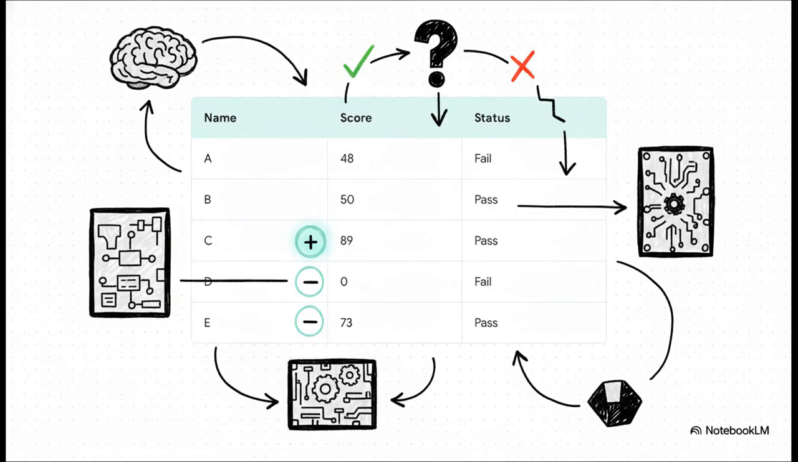And boom, here's the result. Just by applying that one simple rule to each student, the algorithm can perfectly fill out the entire column. Look at student A with a 48. Is that greater than or equal to 50? The answer is false. So they fail. What about student B with exactly 50? Well, the answer is true. So they pass. It's so simple, clean, and incredibly efficient.